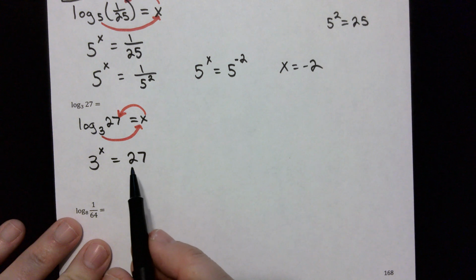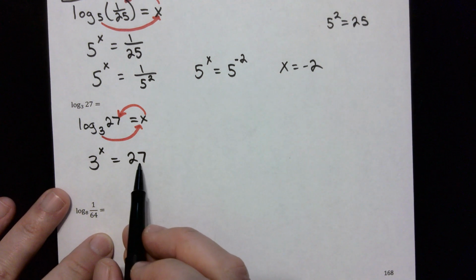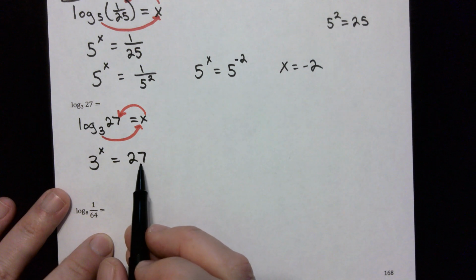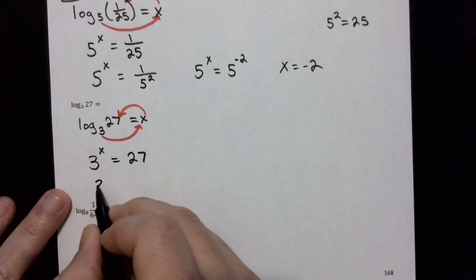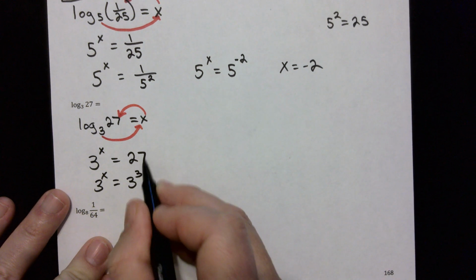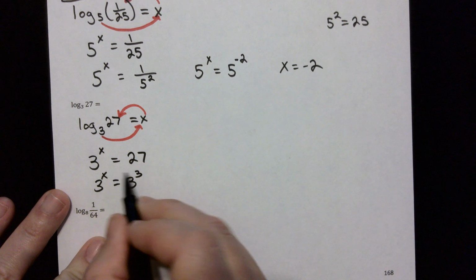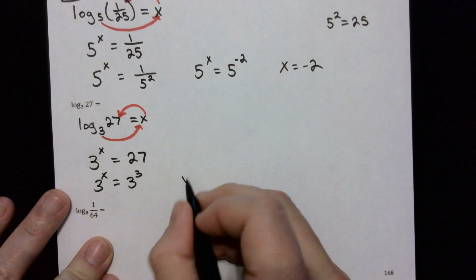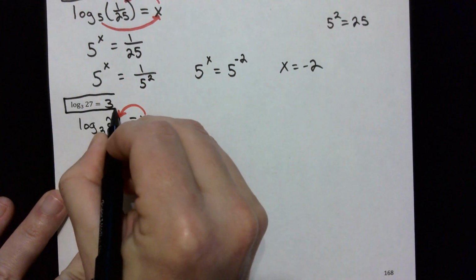This one you might see. If you don't, think of it a different way. 27 can be written as 3 to some power, right? 3 times 3 times 3 gives you 27, so that's 3 to the third. So we have 3 to the x is equal to 3 to the 3, and 27 and 3 to the 3 are the same. So we know x is equal to 3, and if x is equal to 3, then my answer is 3.